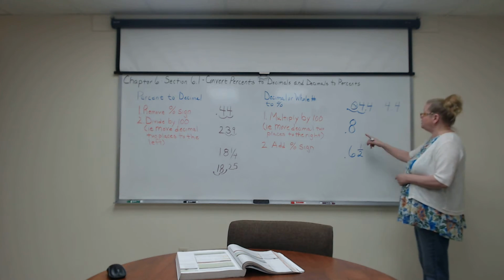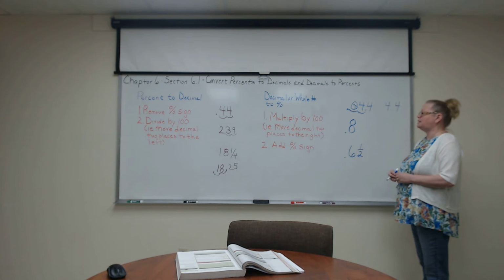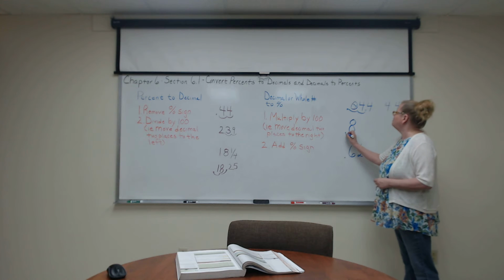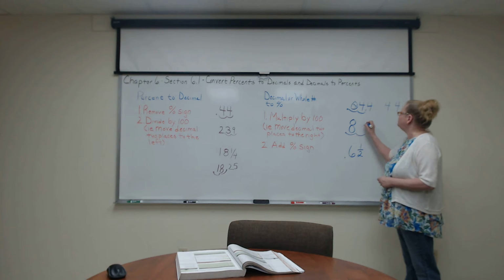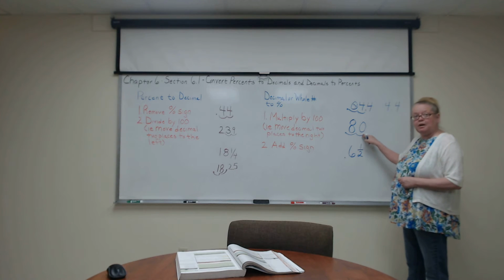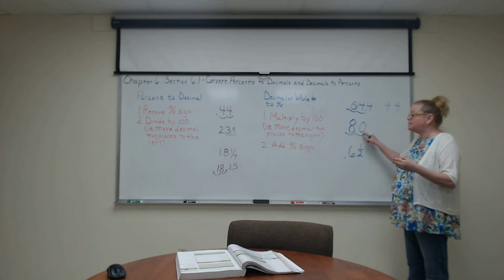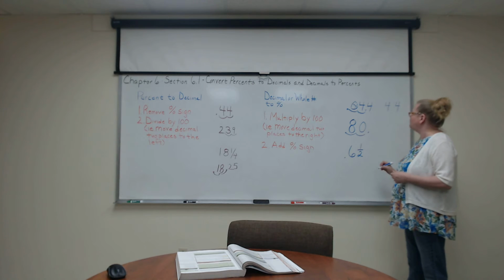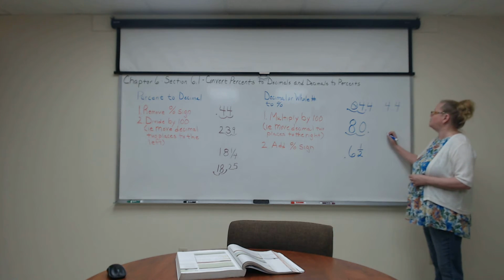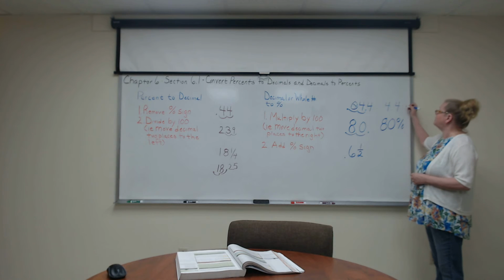Okay? Let's look at this one here. Here we have 8/10, but we need to move the decimal point 2 places. So we go 1, 2. We add a 0, because we can add zeros, and then we add our decimal point. So then our answer is 80%, and this is 4 4/10%.